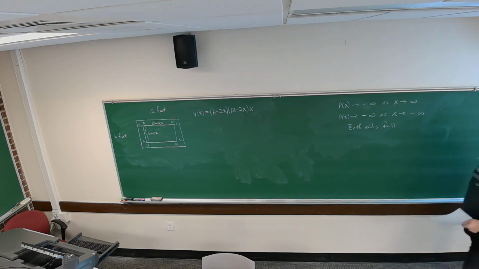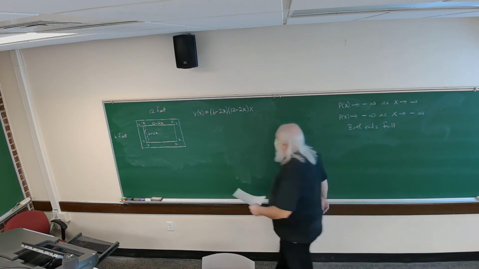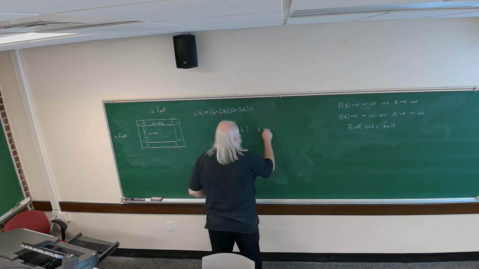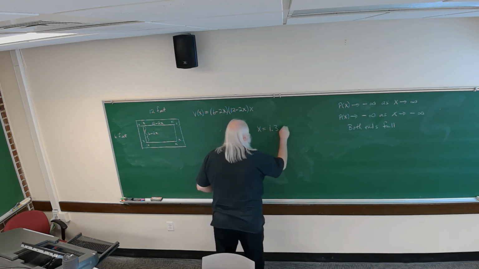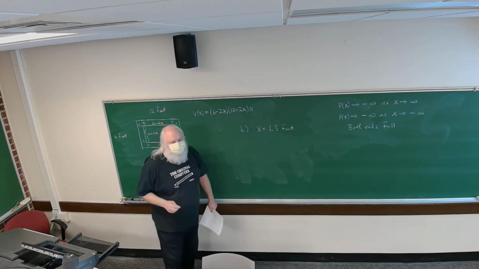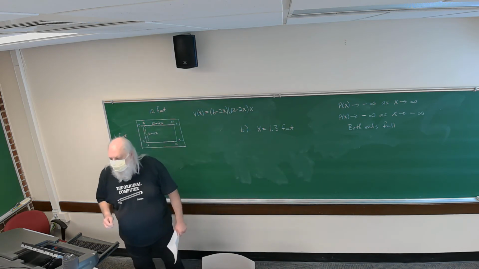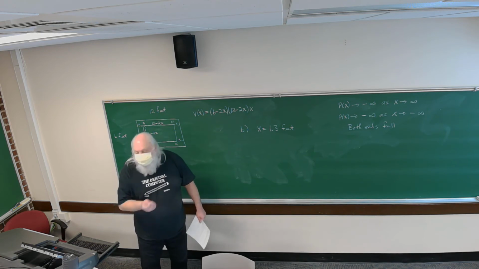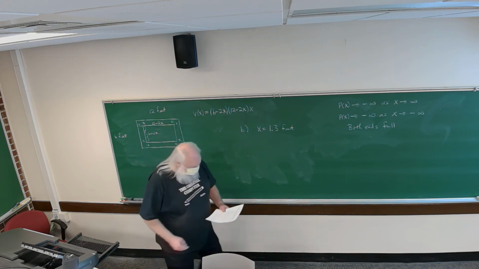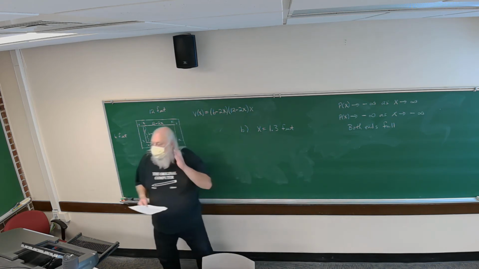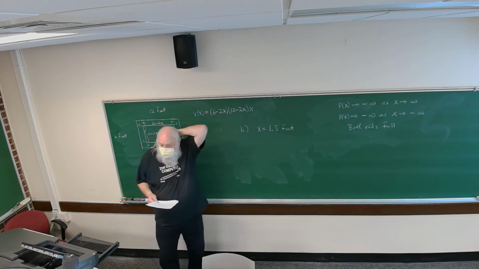So for part B, I put x is equal to 1.3 feet. You don't ever have to go more than the first decimal place. You should be able to verify all this on your own computer. Any questions on that?